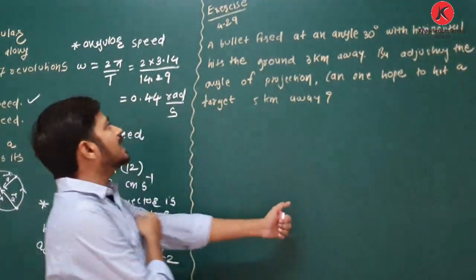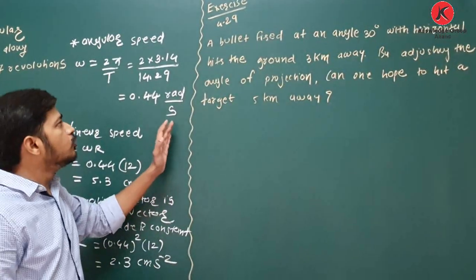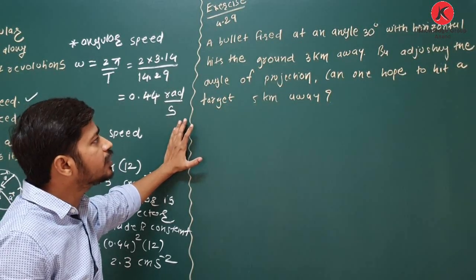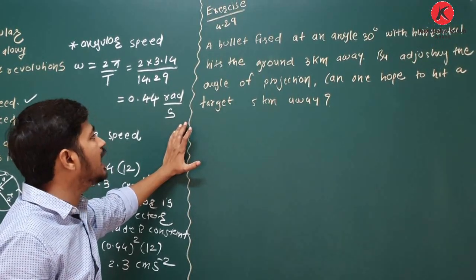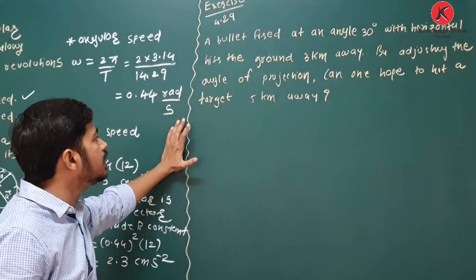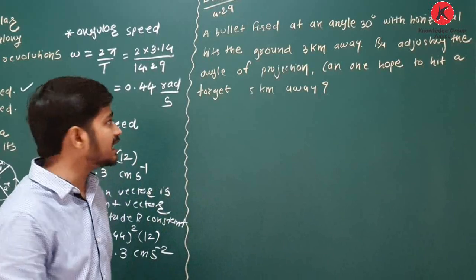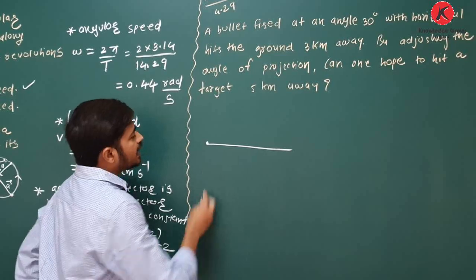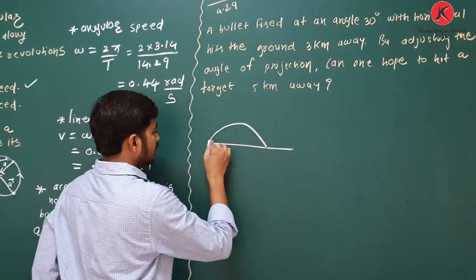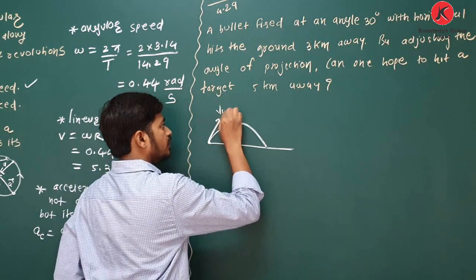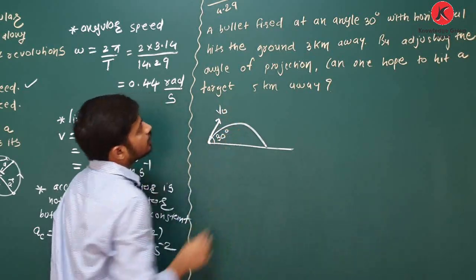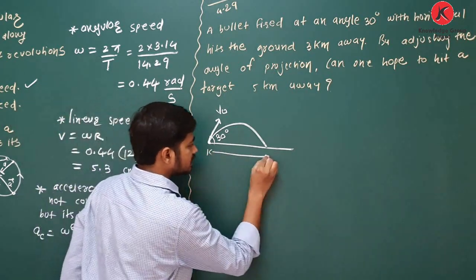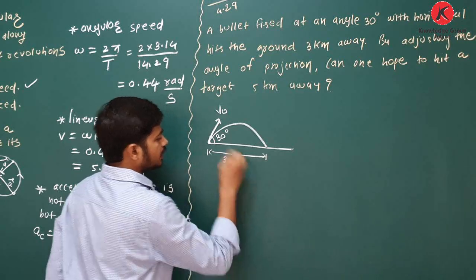Next question is exercise 4.29. See, a bullet fired at an angle 30 degree with horizontal hits the ground 3 km away. By adjusting the angle of projection, can one hope to hit a target 5 km away? First of all, understand the question. See, suppose this is the ground. From this point, a bullet is fired at an angle 30. So let its initial velocity v0 make this angle 30 with horizontal, and it hits the ground 3 km away. Means this distance is 3 km.